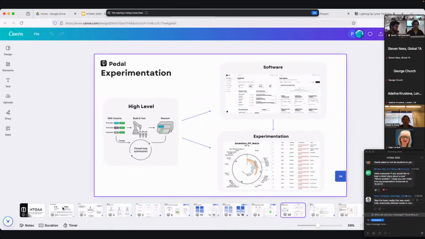So for the scope of this class, my high level goal was to design, like I said, 12 different RBS variants and build and test them in a closed loop fashion. And so that took two paths. One was the software, the second was experimentation.